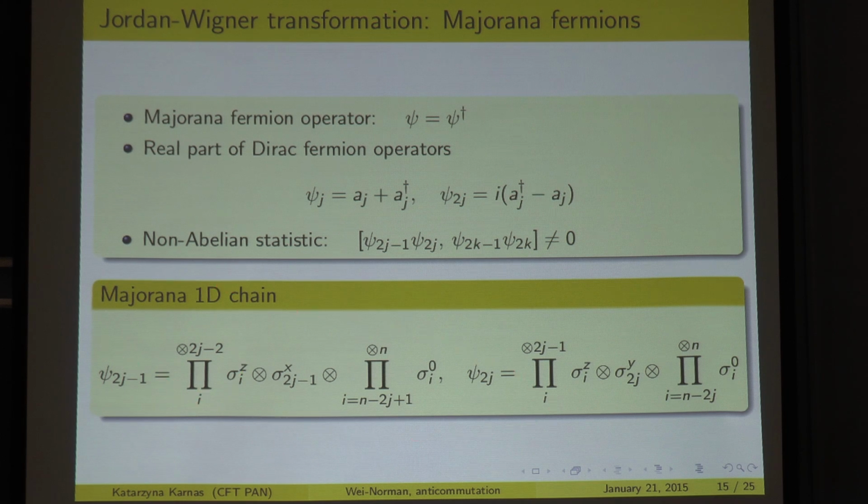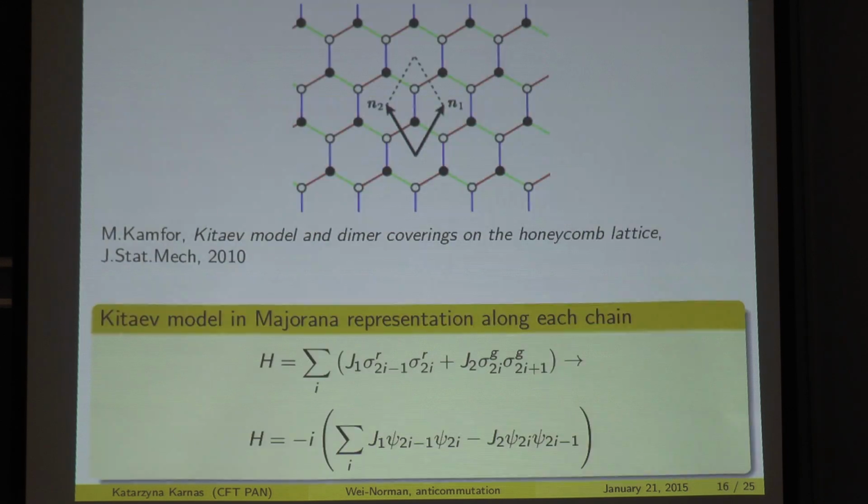Jordan-Wigner transformation for Majorana operators. As one can see, the transformation is slightly different than for Dirac fermions. The only application of Majorana Hamiltonian that I found is the Kitaev model.